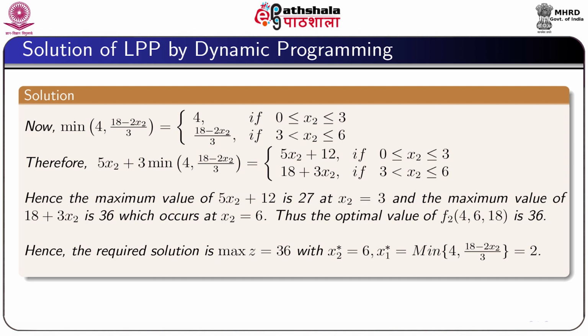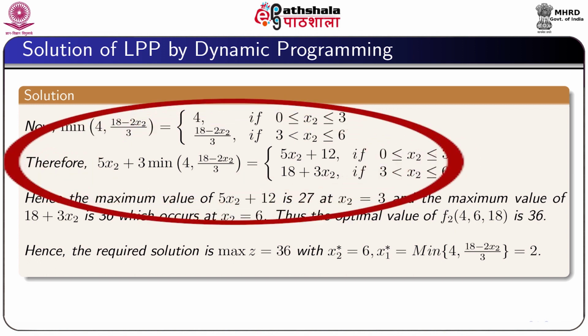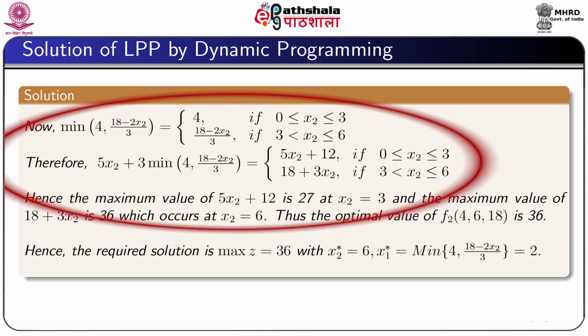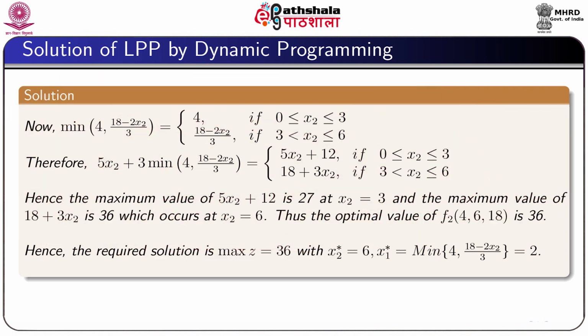Now, the minimum of 4 and (18 minus 2 x 2) by 3 is equal to 4 if 0 is less than or equal to x 2 less than or equal to 3, and it is equal to (18 minus 2 x 2) by 3 if 3 is less than x 2 less than or equal to 6. Therefore, 5 x 2 plus 3 times the minimum will be equal to 5 x 2 plus 12 if 0 is less than or equal to x 2 less than or equal to 3, and it is equal to 18 plus 3 x 2 if 3 is less than x 2 less than or equal to 6.